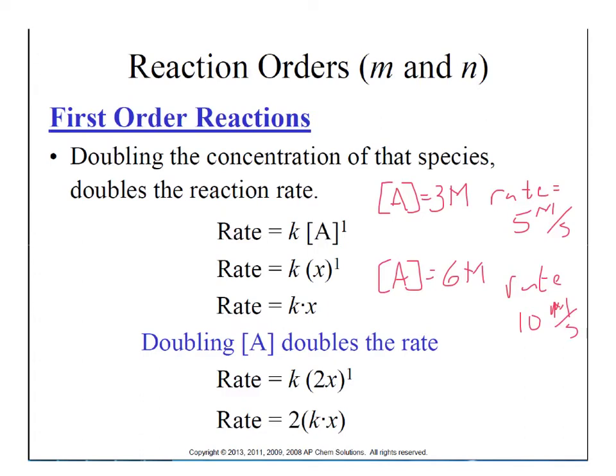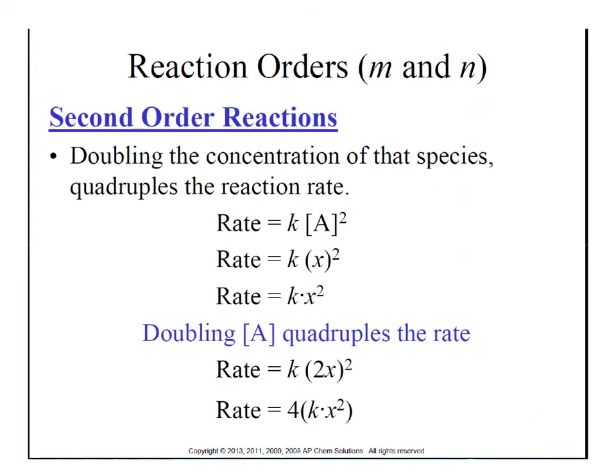And it doesn't have to just be doubling. Let's say we did another one where we got 9 molar, so we tripled the concentration from the beginning. What do you know? We would triple the rate. So the rate would probably wind up being about 15 molars per second. So basically whatever you do to the concentration happens to the rate as well. If you were to halve the concentration, then the rate would cut in half. If you were to triple it, the rate would also triple. If you quadruple it, it would also quadruple the rate.